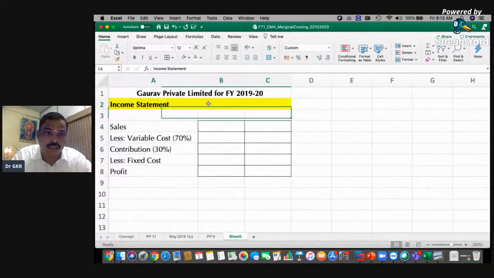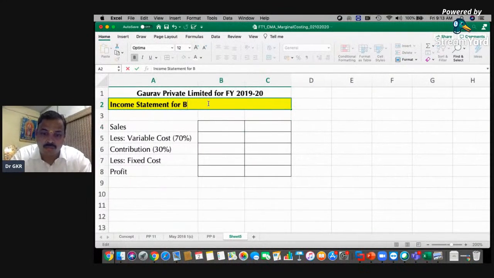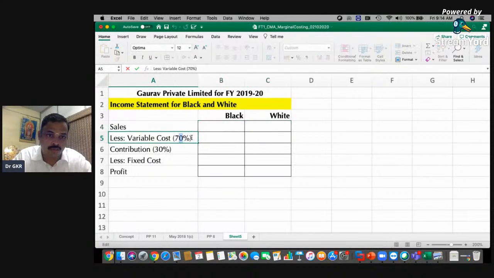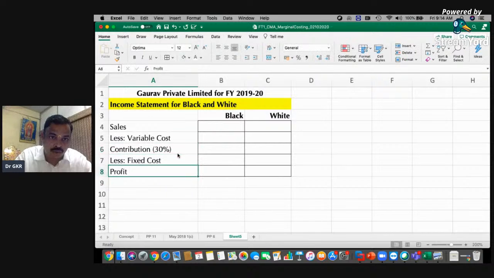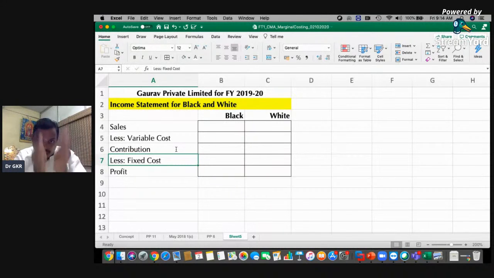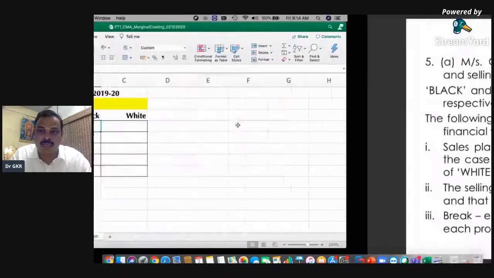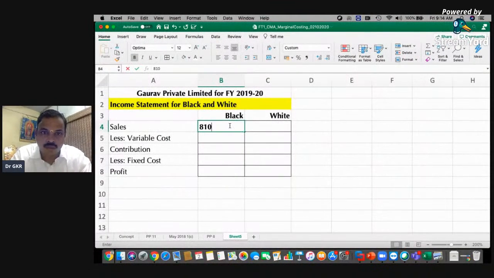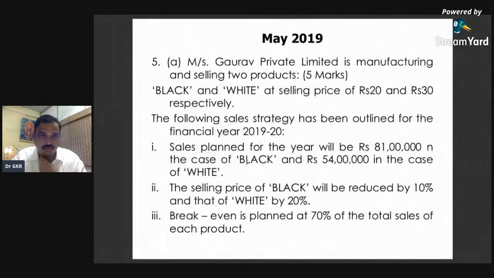Okay. So this is income statement for black and white. So this is black, this is white. So this variable cost and contribution, you cannot do like this because if it is a single product, you can put it there. If it is multi-product, you put the variable cost, PV ratio in the vertical itself. So sales has been given to you. How much? 81 lakhs and 54 lakhs. So this is your sales.